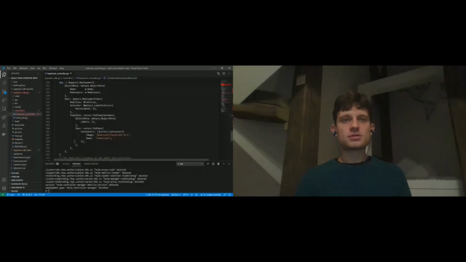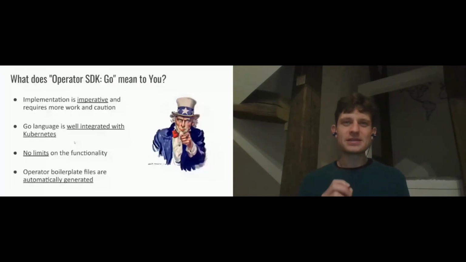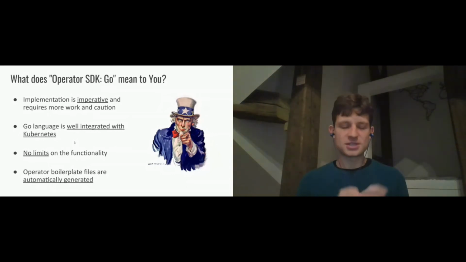So a few comments about the operator SDK Go approach. You implement your operator in imperative code, which requires more work and caution. The Go language is very well integrated with Kubernetes, so this is a good thing. You will not find a language which is better integrated than Go. It's a general purpose language, so there are no limits on the functionality it provides. And there is some scaffolding, boilerplate code, manifest generation. So operator SDK gives you some tooling for free.